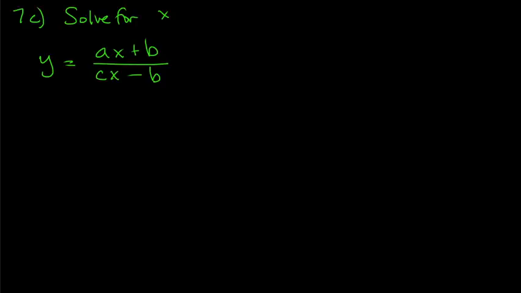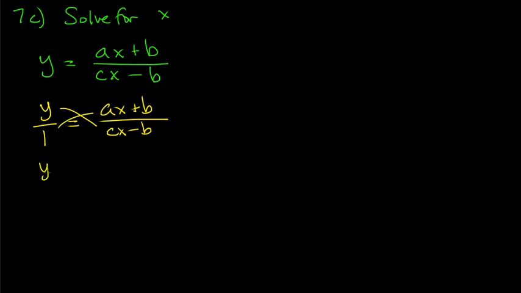Let's do the hard one. Let's do 7c. Okay, here we're solving for x. The equation is y equals ax plus b over cx minus b. And again, if you're going on to college algebra, this is something you're going to really have to learn how to do. So this is a challenging one, but in some sense, it's not that bad because we have y over 1 equals ax plus b over cx minus b. It's still a proportion, so you can still cross multiply.